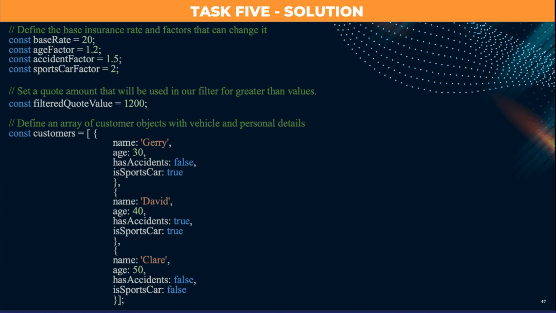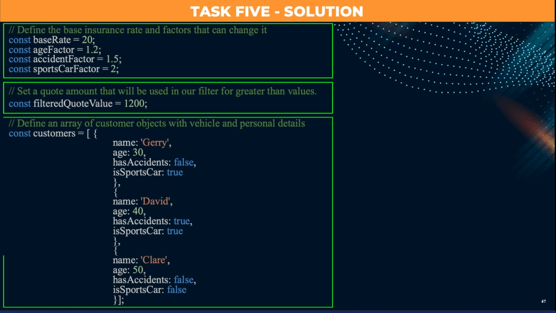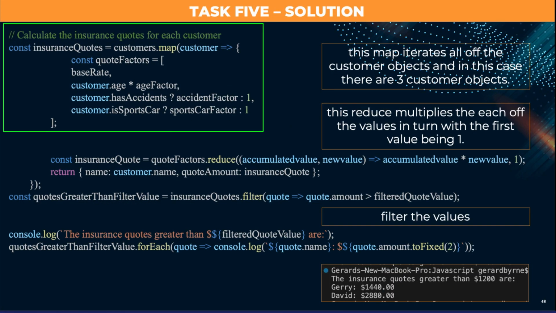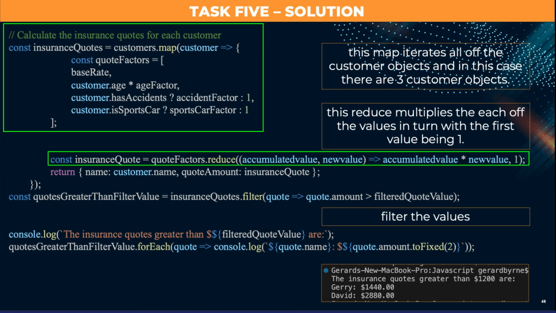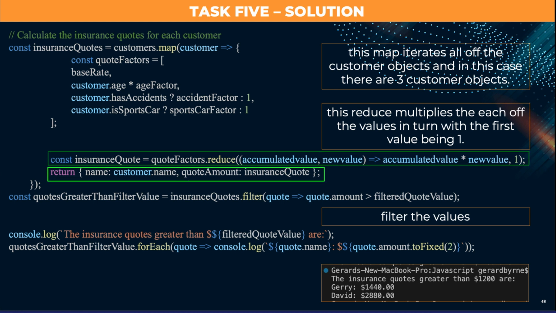So how are we going to do it? Well, we're going to set up our constants as before, but we're going to now have another constant called filtered quote value, and we're going to set it to 1200. Then we have our array of objects. Then we have our mapping as before, which has an array of our values. It then does the same thing as before.